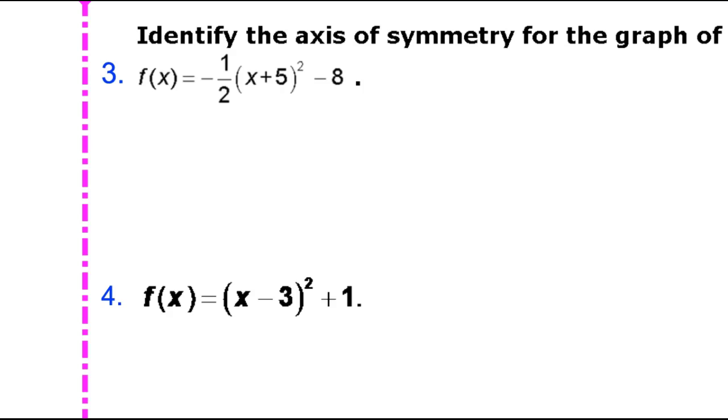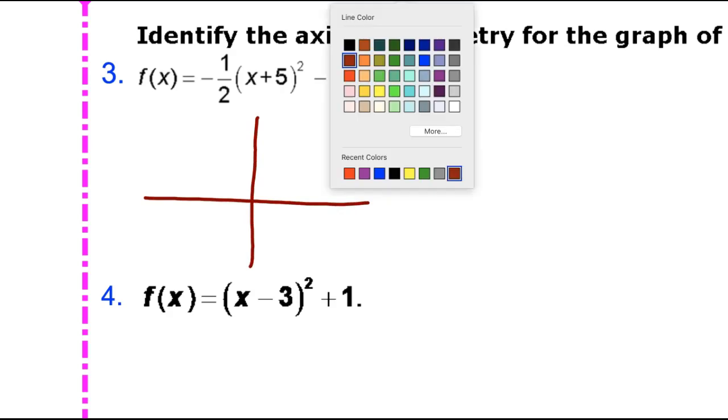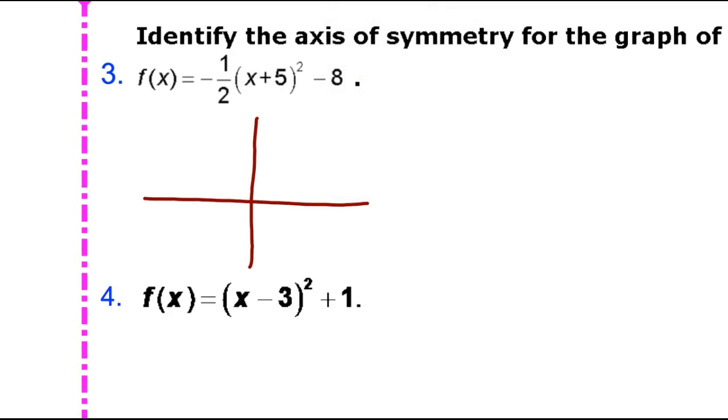Here's a couple equations in vertex form. The vertex in this case, if I just draw a little picture on this one, goes through the point -5, -8. So we go over here, 1, 2, 3, 4, 5 on the negative, and 1, 2, 3, 4, 5, 6, 7, 8 down there. My vertex is like right there.